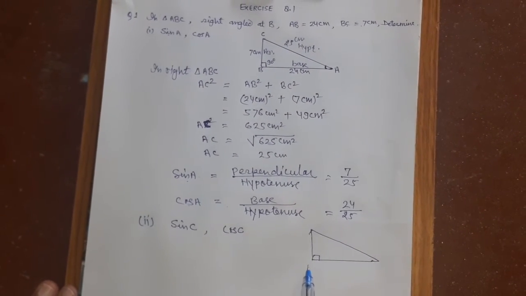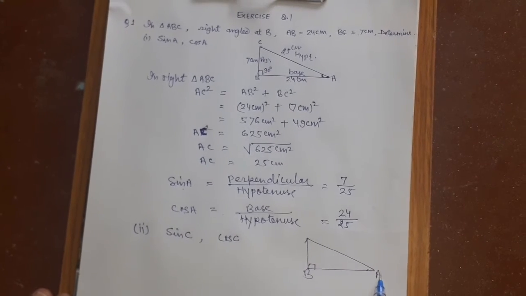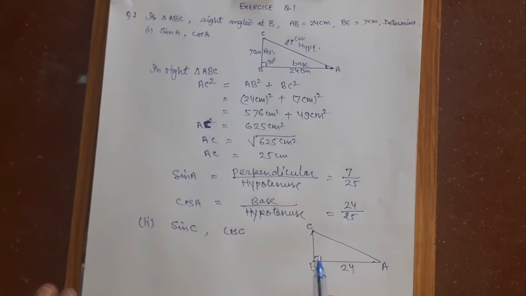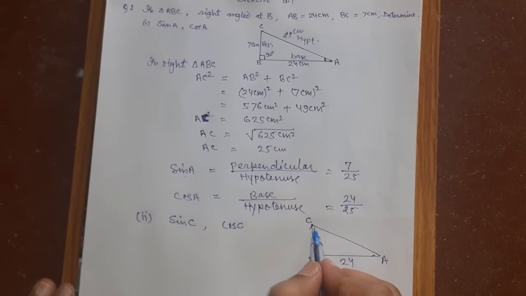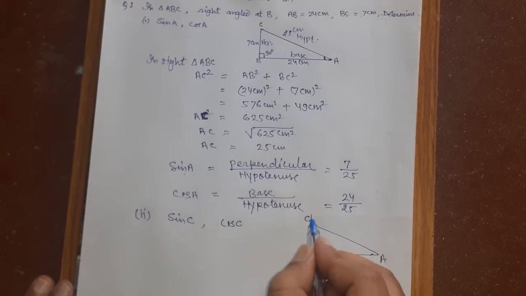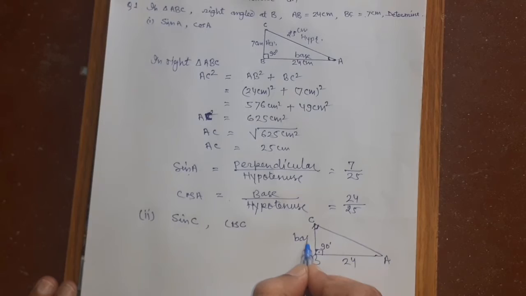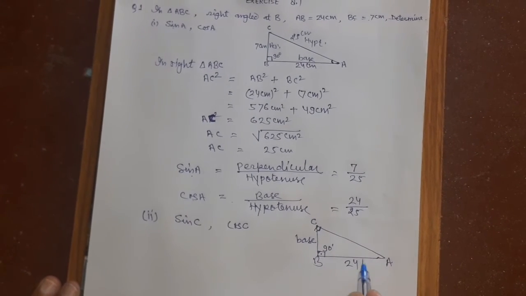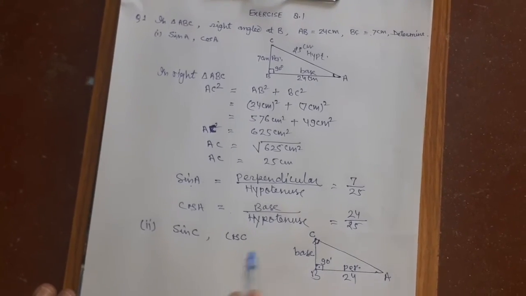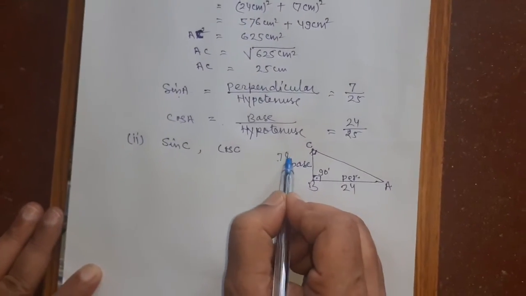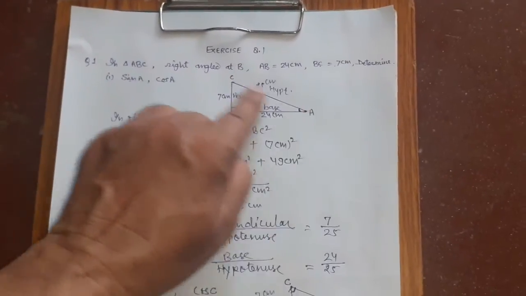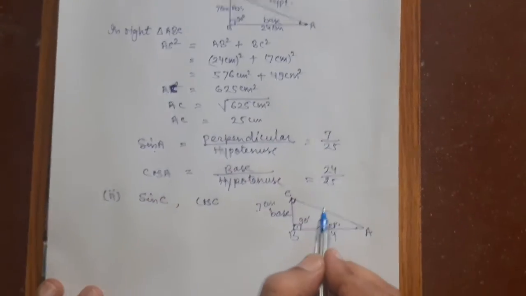This is B 90 degree, AB 24, and now C. Whether we consider this C acute angle with 90 degree, this side BC we will represent as base and AB we will represent as perpendicular. Now base is here, we have 7 centimeter and we already determined side AC as 25.